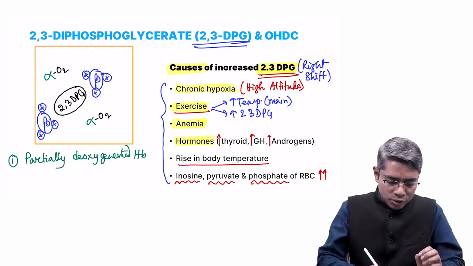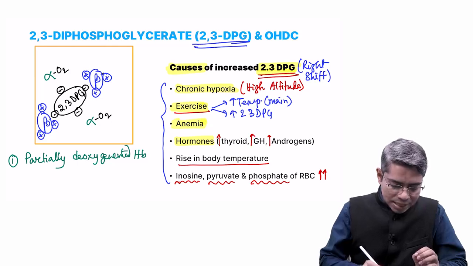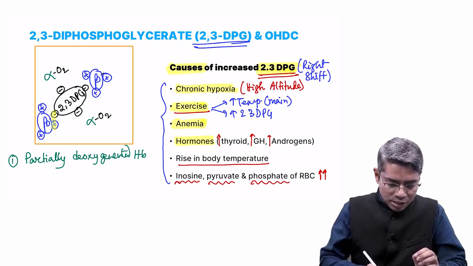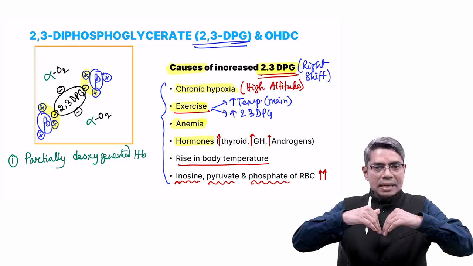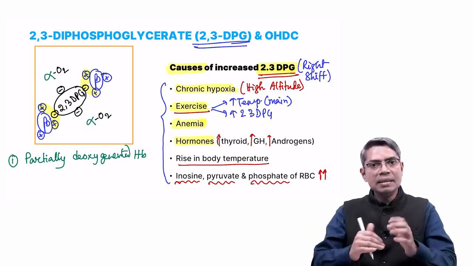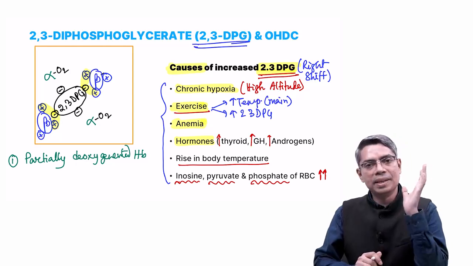Why? Because this 2,3-DPG contains negative charge on its surface. With the help of this negative charge, it can easily attach with the positively charged amino acids on the surface of the beta chains, and because of this negative-positive interaction, the pocket created by both the beta chains can easily fit one molecule of 2,3-DPG. Getting my point?